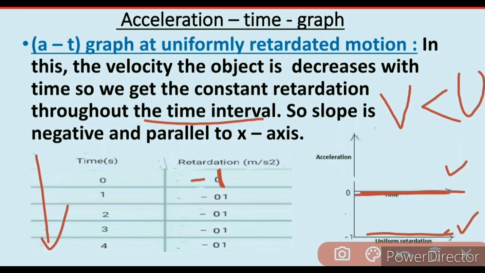So these are the four cases of acceleration time graph. I hope all your doubts are clear.